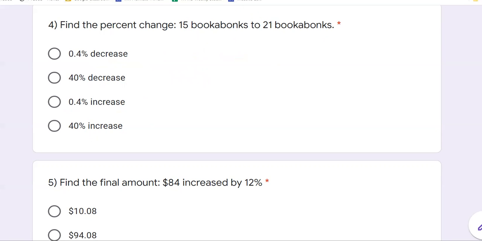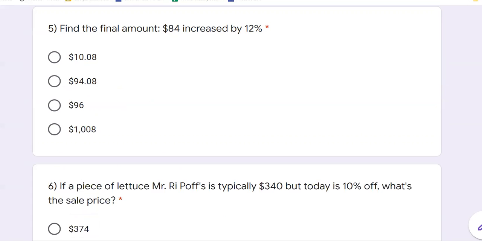This says, find the final amount, $84 increased by 12%. And in my class, there's a lot of ways to do this, but in my class, we always focus on the percents first. So we start in percent land, and the original amount is always 100%. So the original amount is 100%, and in this case is $84, right?